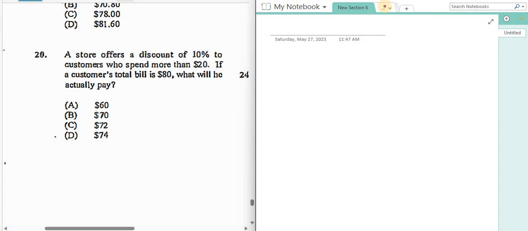Alright. A store offers a discount of 10% to customers who spend more than $20. So the question is, this customer, did he spend more than $20? So is he gonna get a 10% discount? Okay. So what's 10% discount of the money he spent? It's gonna be 8. What's 10% of this? Easy stuff.